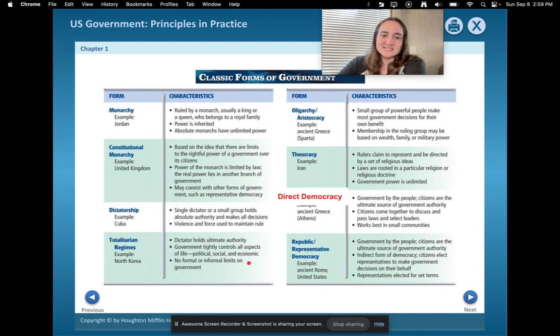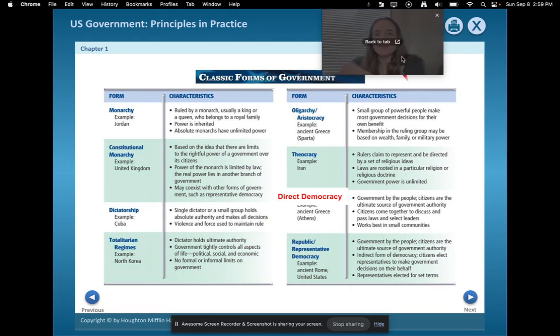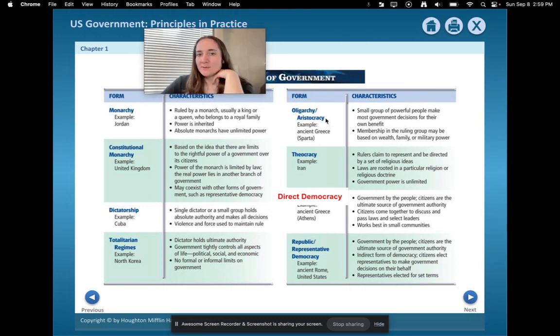That's again where there's a dictator that has unlimited authority, and the government really tightly controls all aspects of life, and there's really no limits to their power. In an oligarchy or an aristocracy, a small group of people make most government decisions for their own benefit, and membership in the ruling group may be based on wealth, family, or military power. That you don't really see in the modern day anymore. That would be more like with ancient stuff.